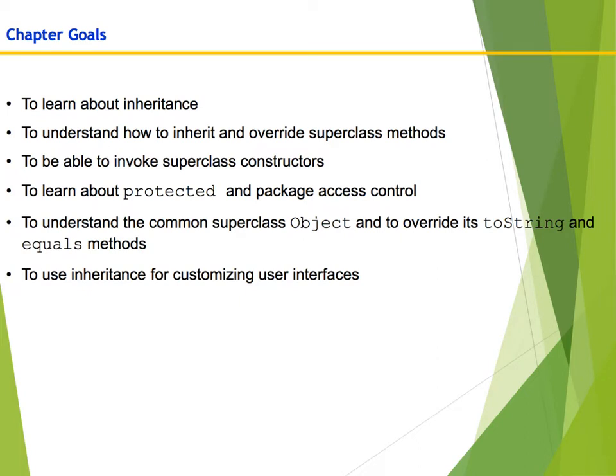So the goal of this chapter is to first learn about inheritance and understand how to inherit, override superclass methods, and then to be able to invoke superclass constructors. We also learn about protected and package access control, and we'll understand the common superclass Object and how to override its toString and equals methods for different subclasses of Object.